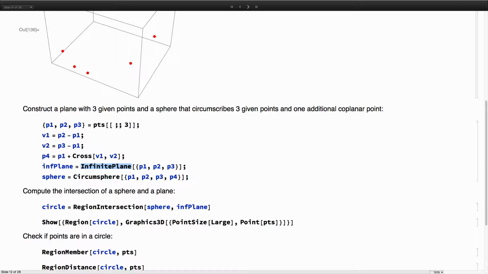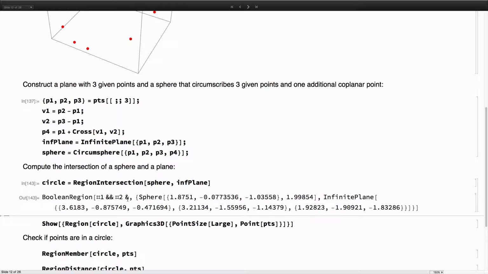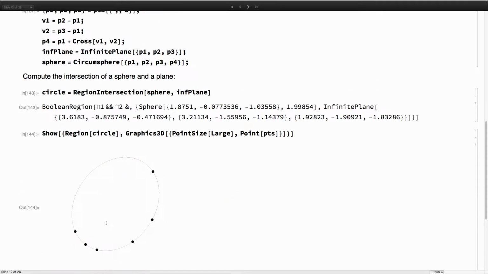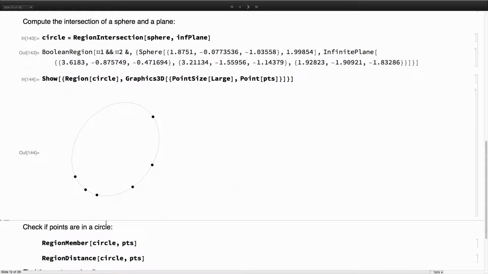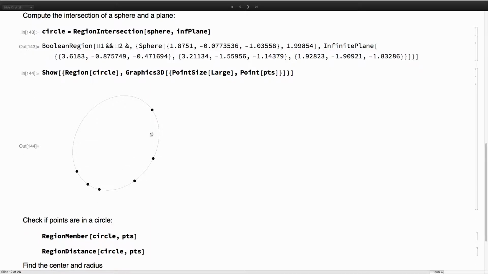With 3 points, you get the plane, right? And then a circumsphere, which is constructed by the given 3 points and then one that is not in the plane. So you get the circumsphere, and if you see the intersection, because of the intersection between sphere and plane, definitely you will get a circle in 3D. And here I just plotted the given points. It looks like it is the case.